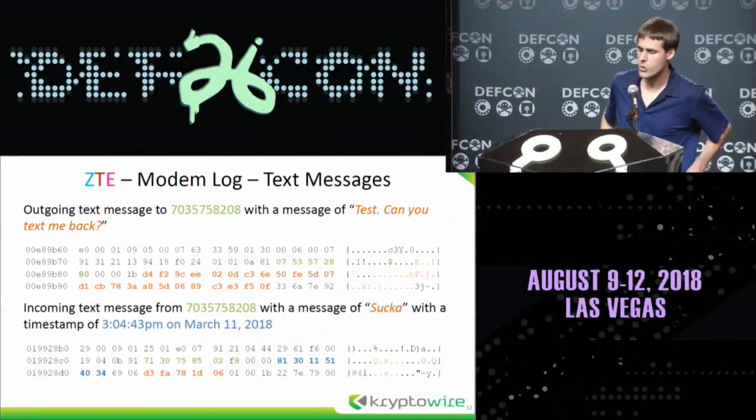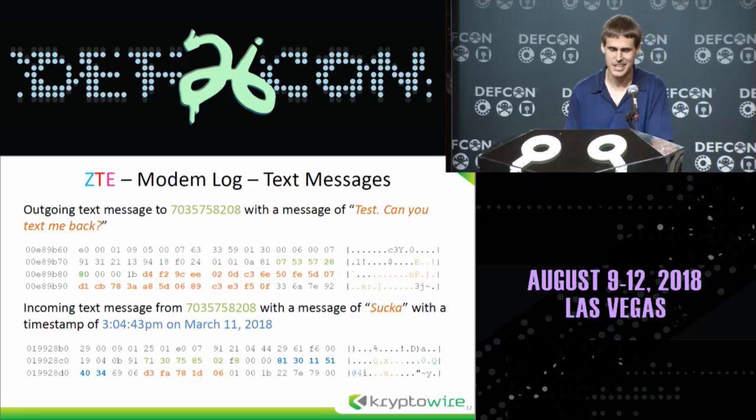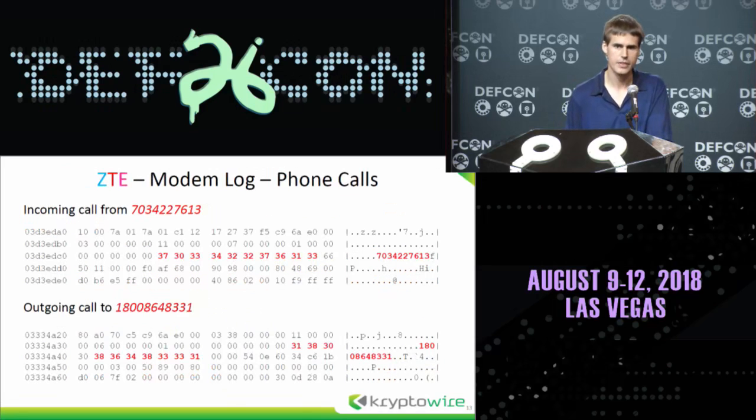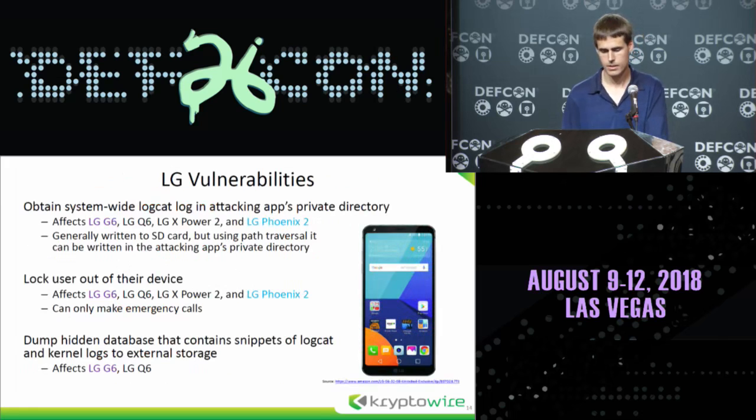So this, just parsing the QMDL file, you can see the text messages, incoming and outgoing. The phone number is in reverse byte order, and the actual body of the text message is in 7-bit packed format. And so it's just incoming and outgoing text messages, and then the calls that you make also show up in this QMDL file.